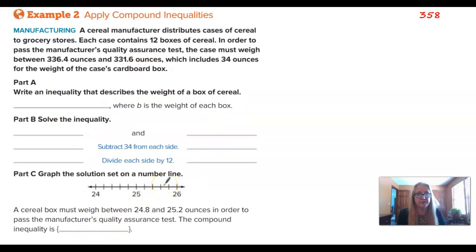So right away they jump into the word problems. A cereal manufacturer distributes cases of cereal to grocery stores. Each case contains 12 boxes of cereal. In order to pass the manufacturer's quality assurance test, the case must weigh between 336.4 ounces and 331.6 ounces, which includes 34 ounces for the weight of the case's cardboard box. Write an inequality that describes the weight of a box of cereal.